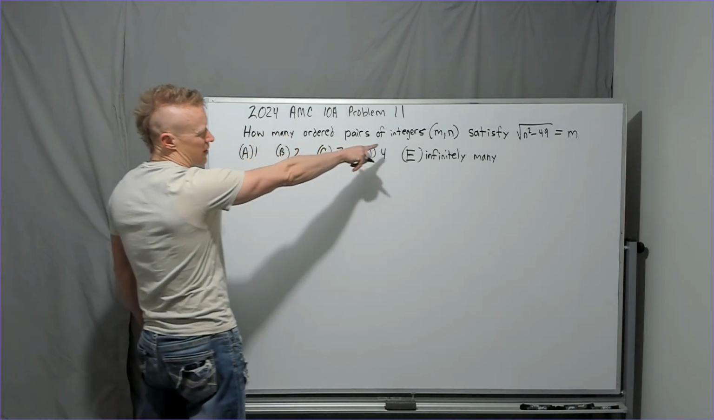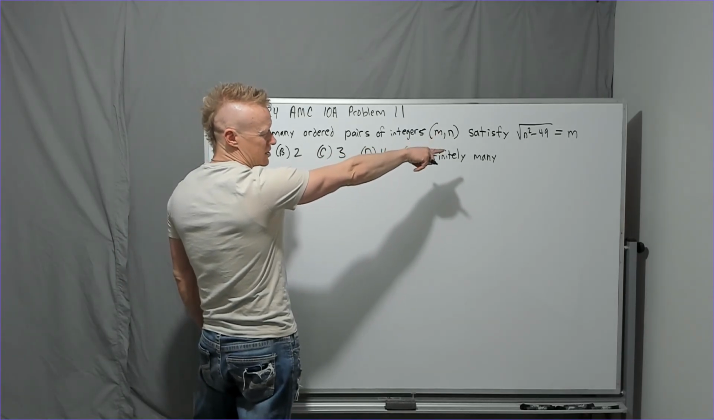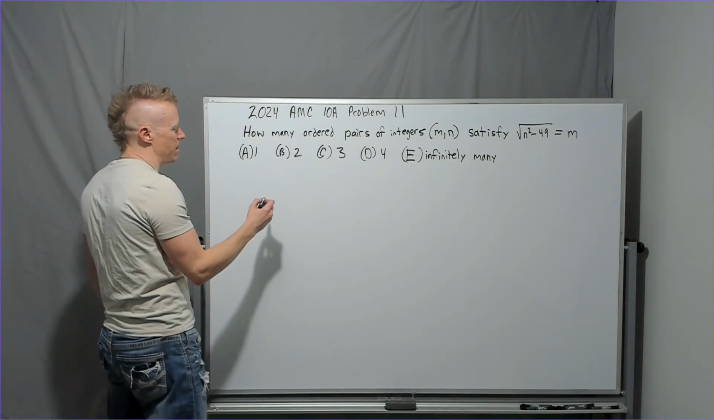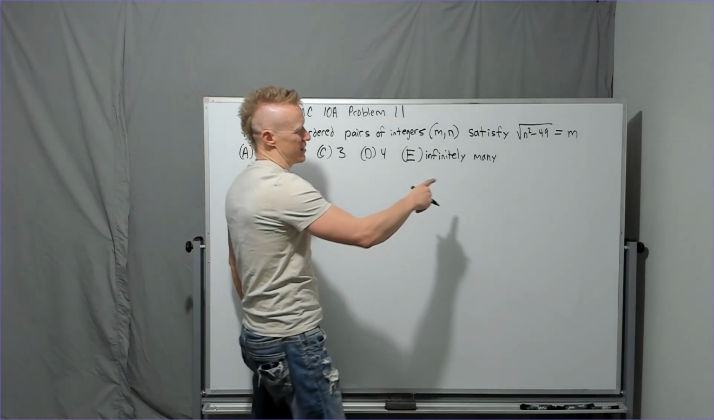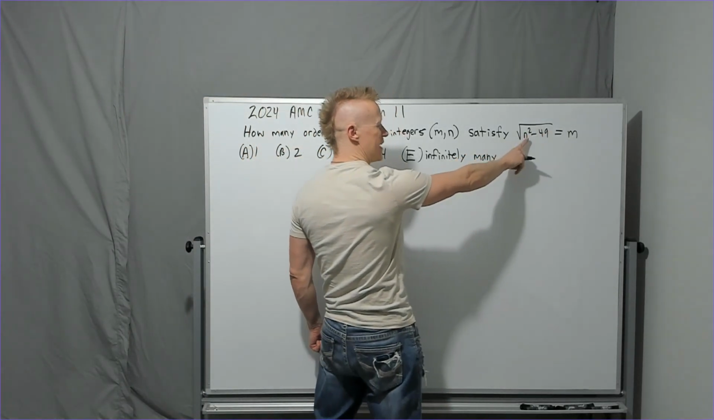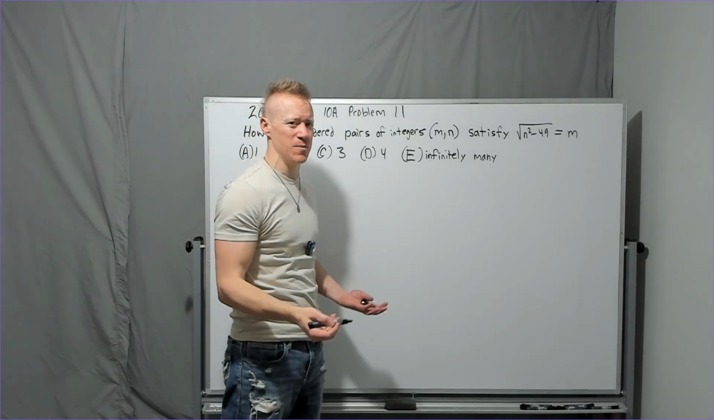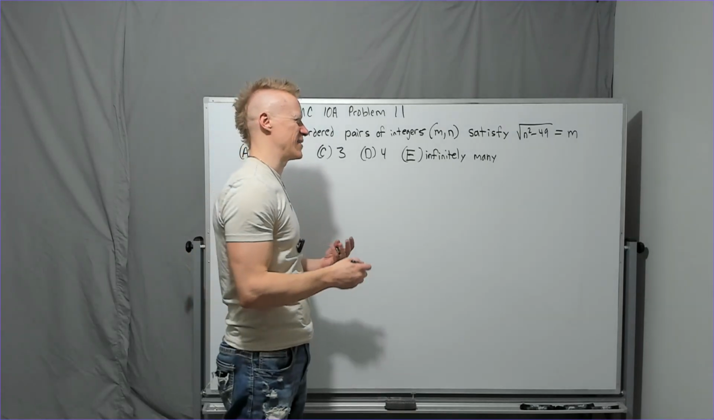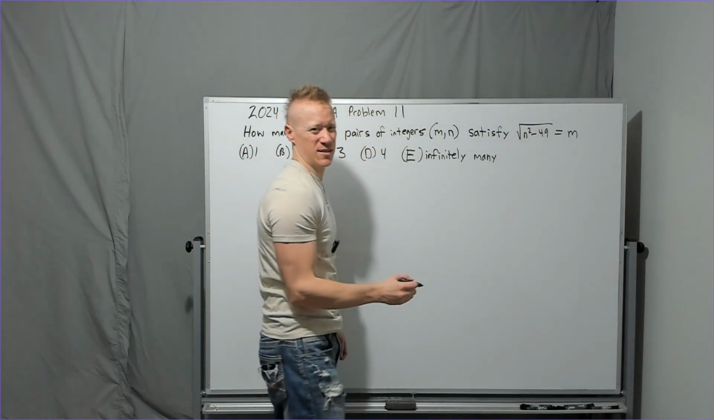How many ordered pairs of integers (m, n) satisfy the square root of n squared minus 49 is equal to m? So kind of a thought process is that's a perfect square, that's a perfect square. You have the difference of squares and it needs to be a perfect square. Not a lot of options with that. It's kind of a lot of things going on. Why don't we just square both sides?